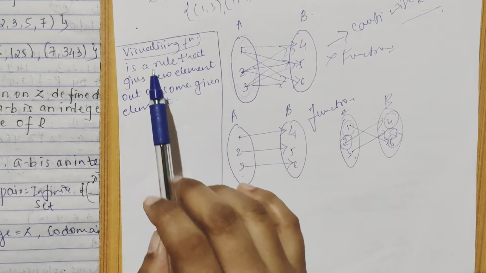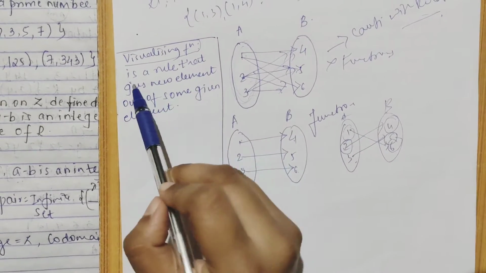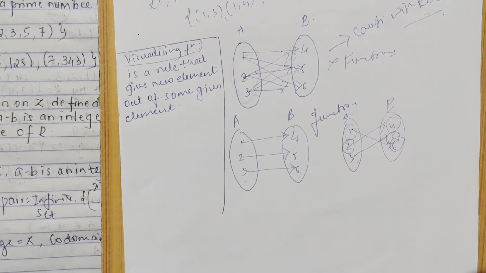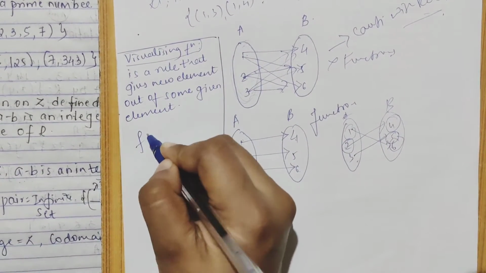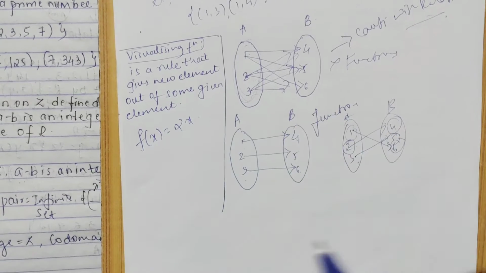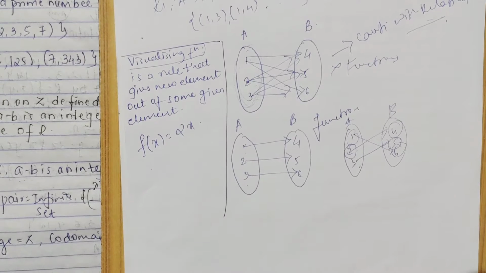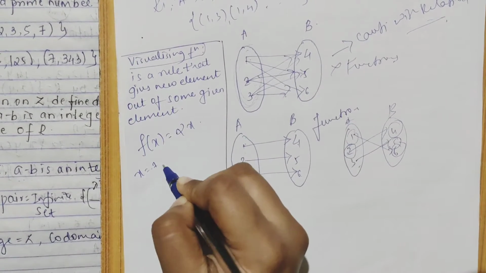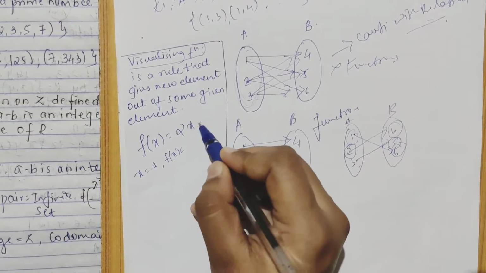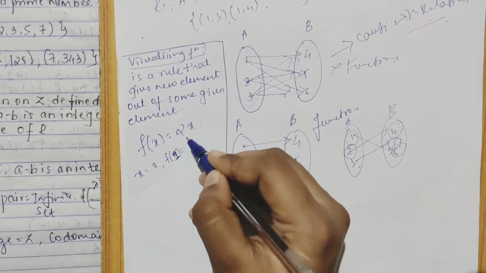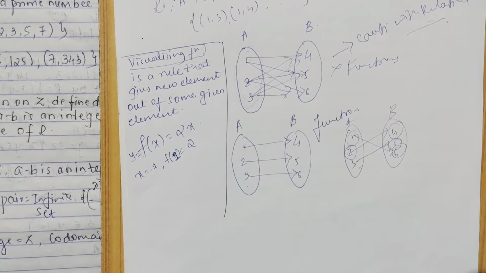Secondly, now we will see visualizing a function. A function has a rule, a rule that gives a new element out of some given element. For example, suppose my function f of x is equal to 2x. This is how we tell a function, f of x is equal to 2x. Now if I give x equal to 1, what will I get? 2 into 1, in place of x I have to put 1, so f of 1, I'll get 2, right? You can take this as y also.